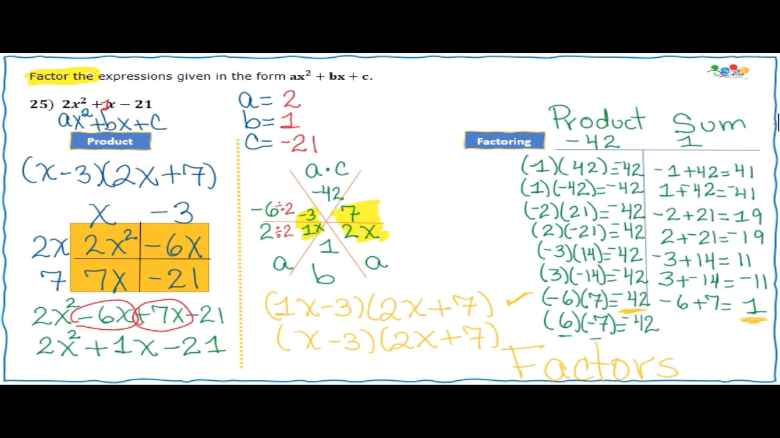I'm going to rewrite it because now I notice that this one is not needed, right? And I want you to check on my final answer, right? That's exactly the problem that was given to me. 2x squared plus x minus 21. So we got the right factors.